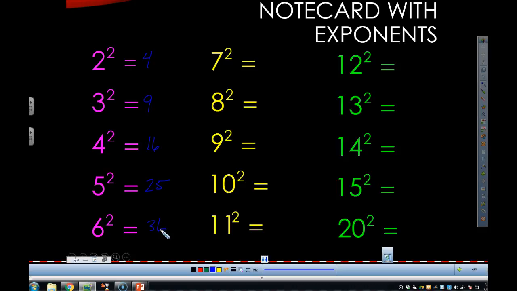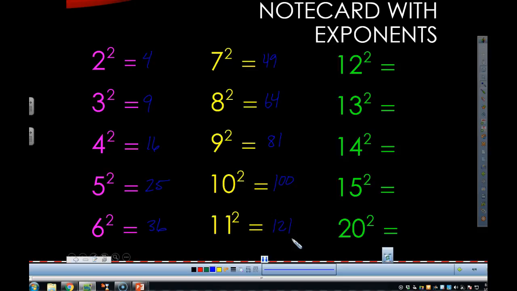If you don't know these off the top of your head, you should probably make flashcards so you can learn these. 7 squared, 7 times 7, 49. 8 squared, 8 times 8, 64. 9 squared, 9 times 9, 81. 10 squared, 10 times 10, 100. 11 squared, 11 times 11 is 121.